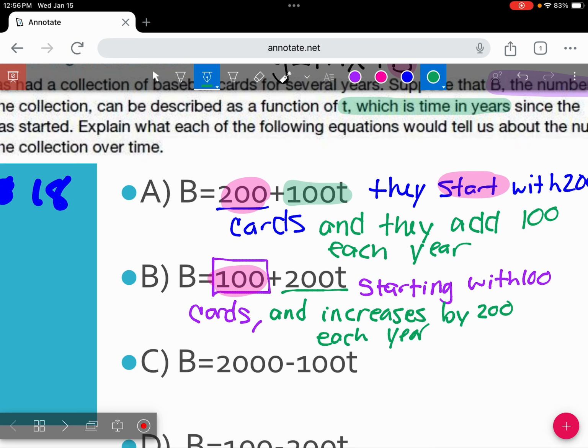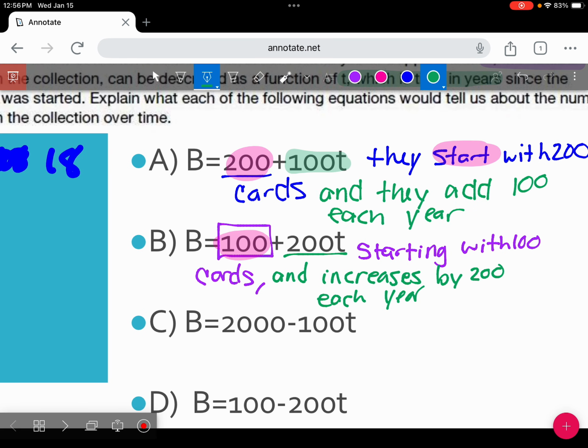All right, what about for C? What's happening there? They're starting with the 2,000, so our starting has changed significantly. So we're starting with 2,000 cards, and what's happening? They lose 100. They sell 100. 100 fall into a puddle. They catch on fire. Who knows? But every year they're losing 100 cards. Most likely they're selling them, but for insurance purposes, they lose them.